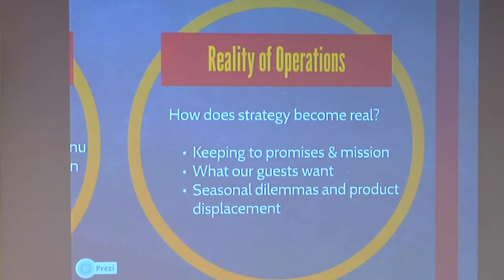I'll keep going. The reality of operations, and I guess I moved into this slide a little bit before we started talking about it. So it's difficult to keep our promises to the guests, to stay true to our mission, and to be profitable. Because at the end of the day, we're not really a part of the supply chain if we're not profitable, because we end up not there.